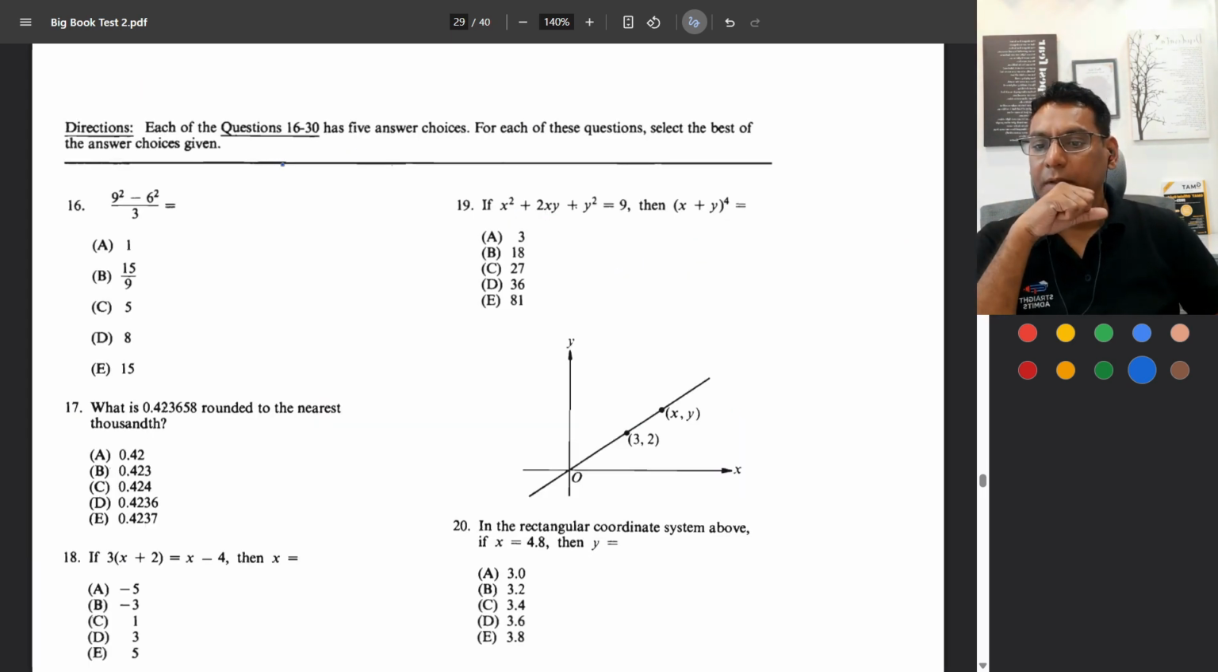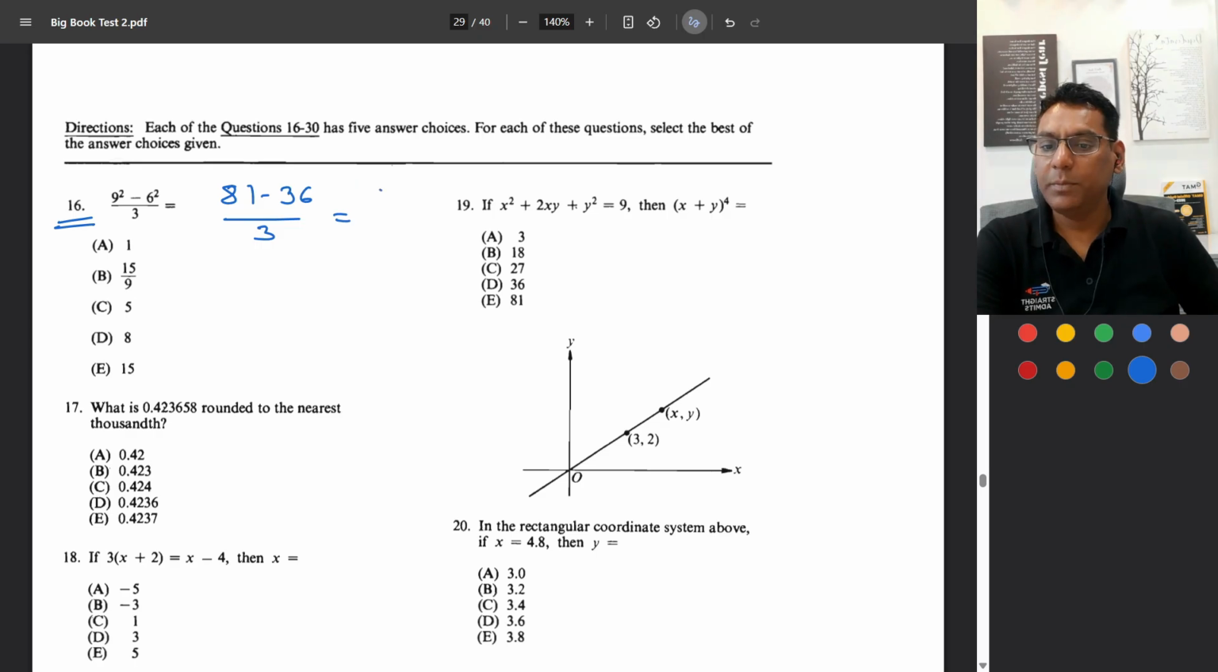Okay, let's look at these questions now. Question 16, 9 square minus 6 square divided by 3. Okay, 9 square is 81, 6 square is 36, divided by 3. What is 81 minus 36? That's going to be 45, divided by 3 is 15. Okay, answer choice E.